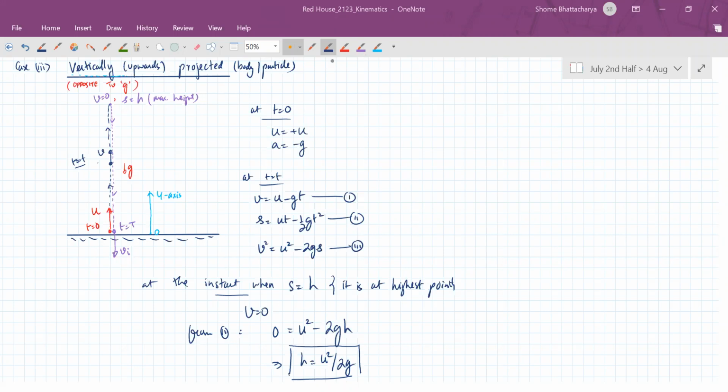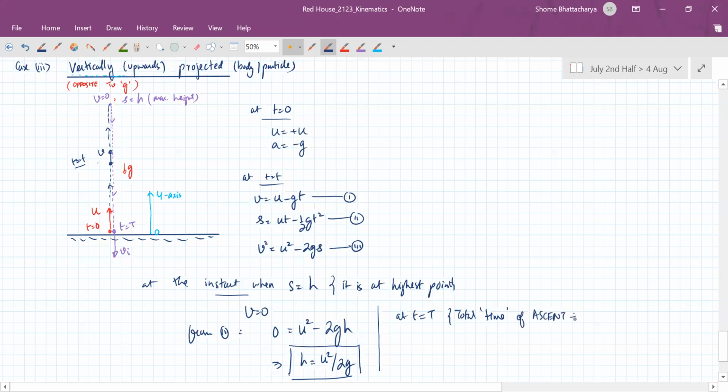Okay, now the other aspect you can see is that at t equal to capital T, the total time of ascent plus descent, the displacement becomes 0 because it's back to the point of origin of the motion. Where the motion starts from, the particle has come back to that position.